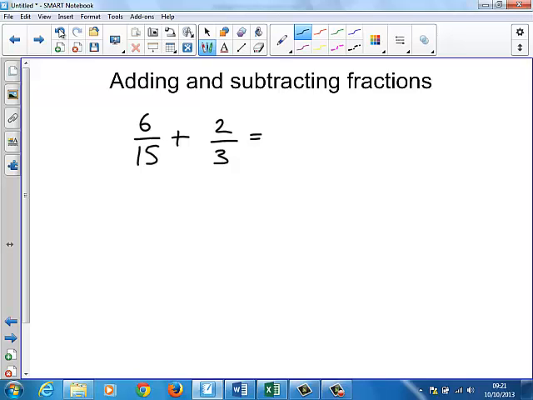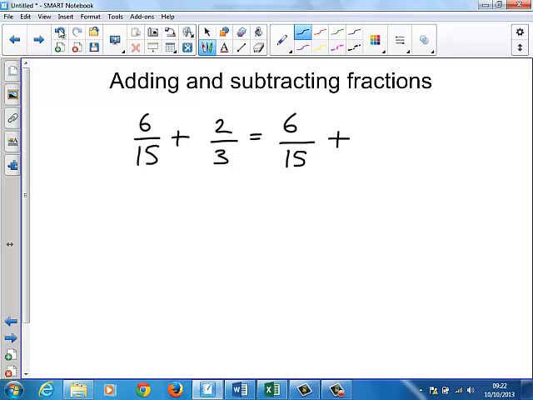And the way we do that is we look at the two numbers on the denominator of those two fractions, so 15 and 3, and we're looking for the lowest common multiple, ideally. So the lowest number that both 3 and 15 go into. In this case, that number is 15. So we need to write both of these fractions as something over 15. Well, 6 over 15 can stay the same.